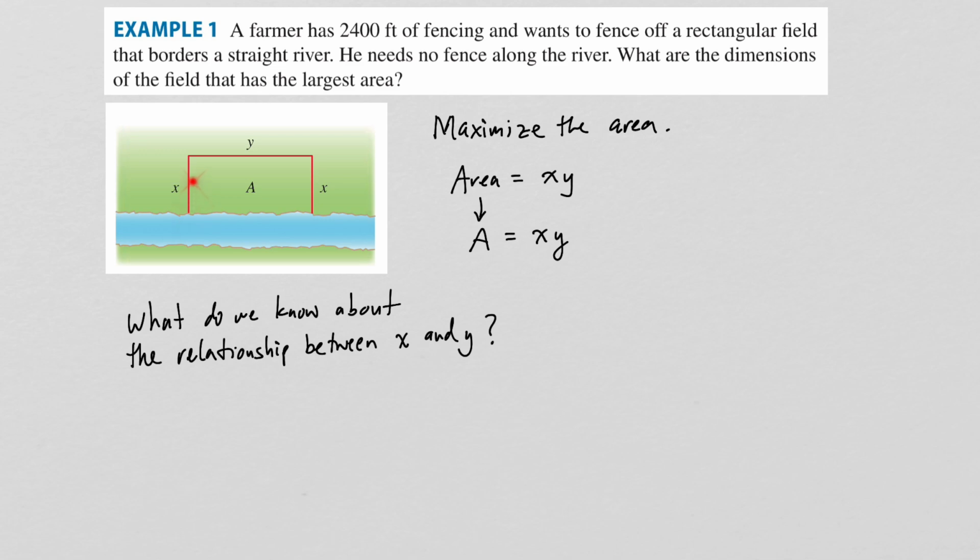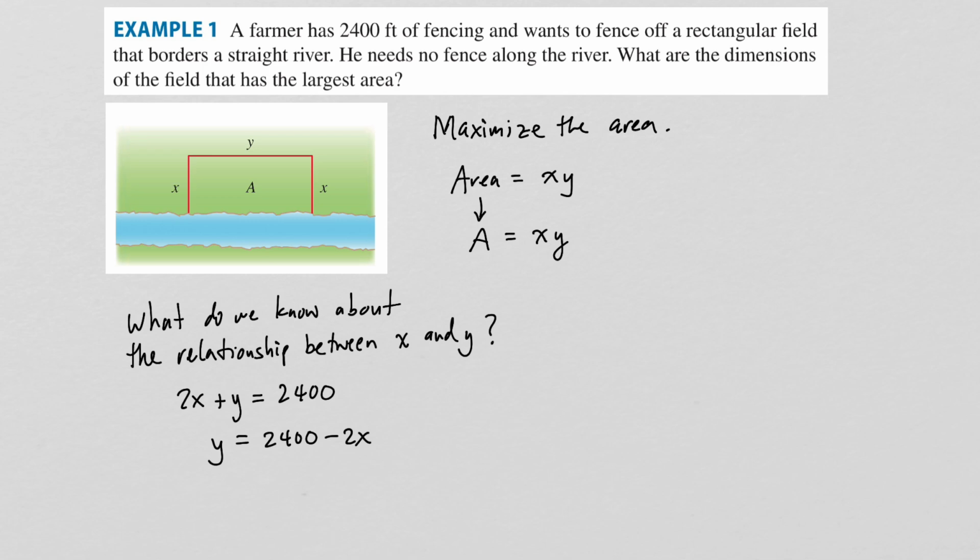The fence runs along this side, and this side. So we know the total amount of fence here is 2,400 feet. So in this diagram, what we know is that 2x plus y must be equal to 2,400. So 2x plus y is 2400. And now that I have a relationship between x and y, I can solve for y very easily by simply subtracting 2x from both sides.